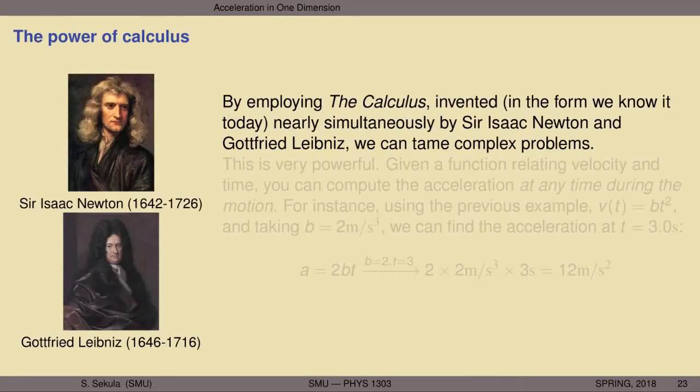The power of calculus cannot be understated. In fact, as a branch of mathematics, it was invented in the form we know it today nearly simultaneously by two brilliant individuals. They did this development within about 10 years of one another. Those two individuals were Sir Isaac Newton, who we will learn more about as we go through this course, and Gottfried Leibniz. Using this mathematics, we can tame, as they needed to tame, very complex problems.